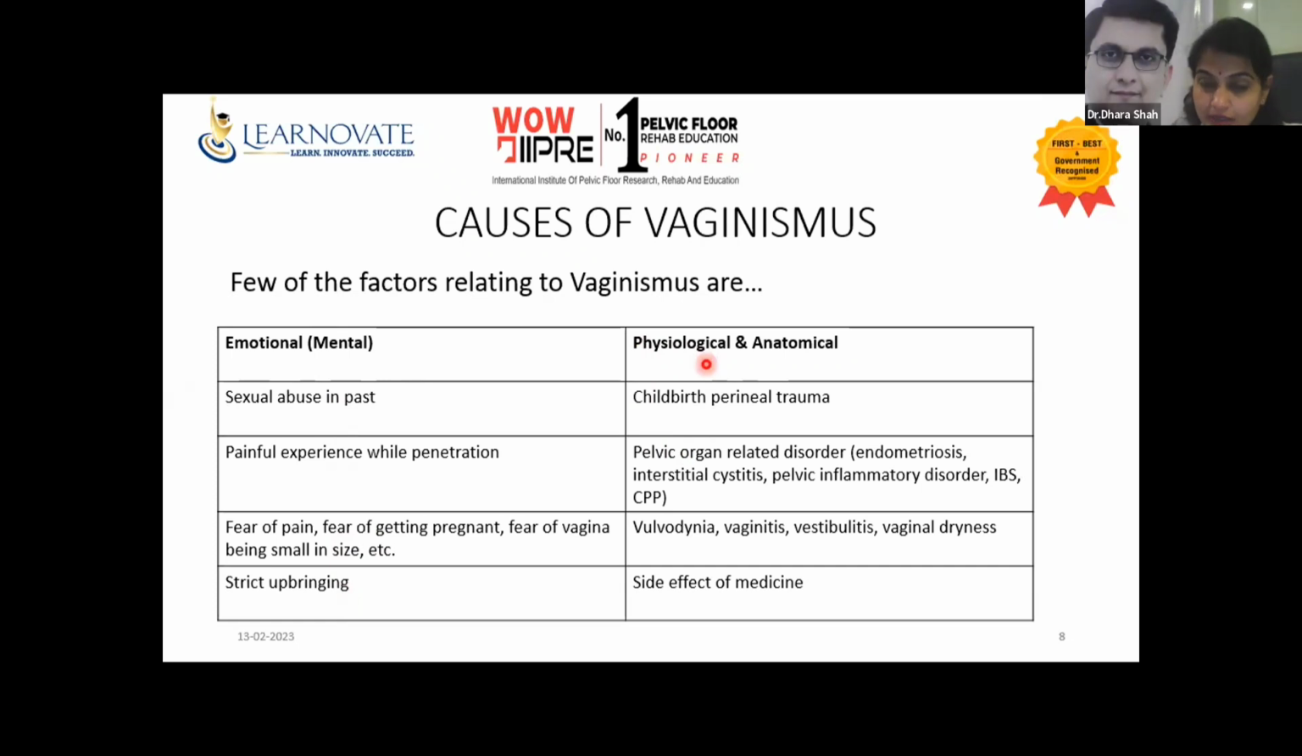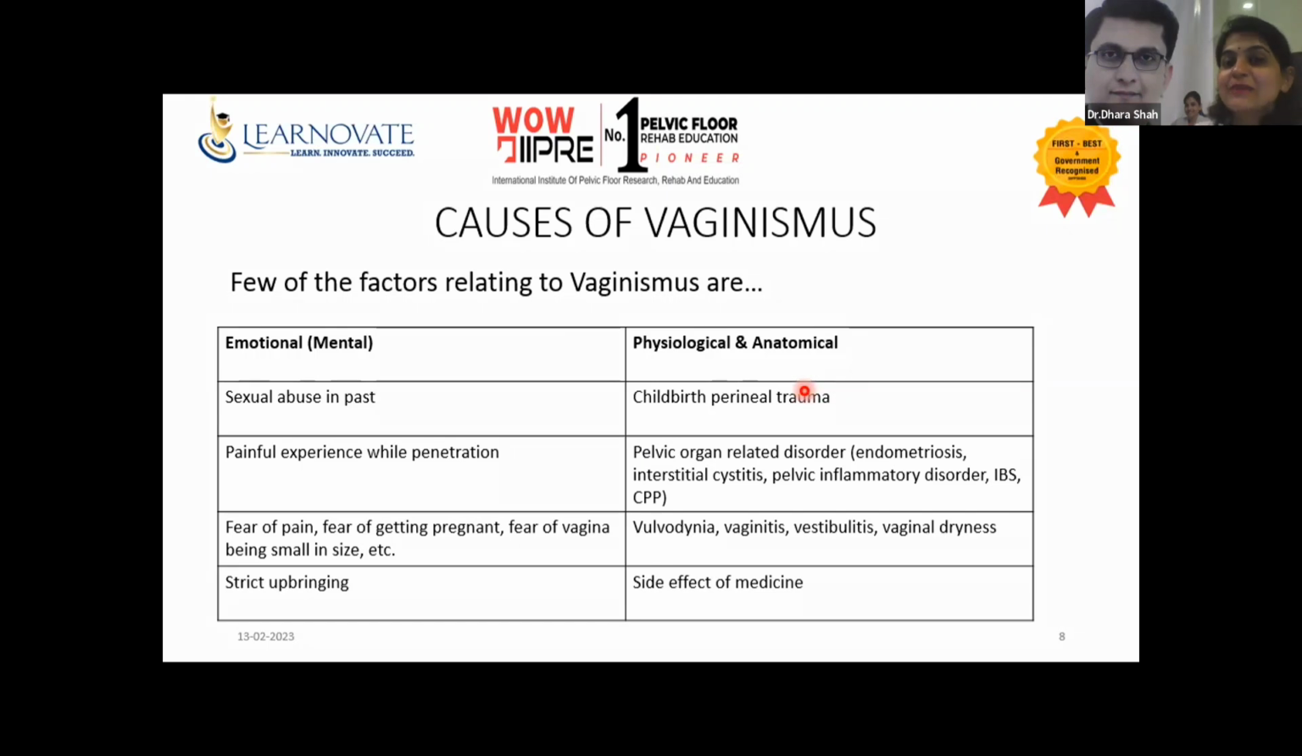Or there can be physiological and anatomical causes, like childbirth perineal trauma. When a female is delivering through a vaginal delivery, and if she happens to have a perineal tear, when they are sutured, they can result in pain, they can result in irritation, they can result in vaginismus. So many postnatal mothers can come with dyspareunia and vaginismus.